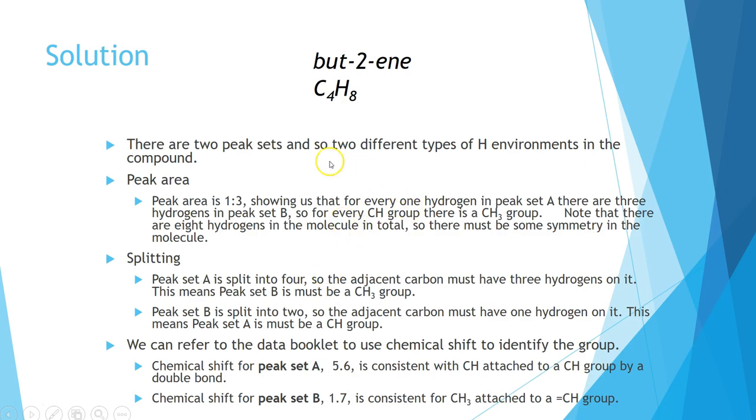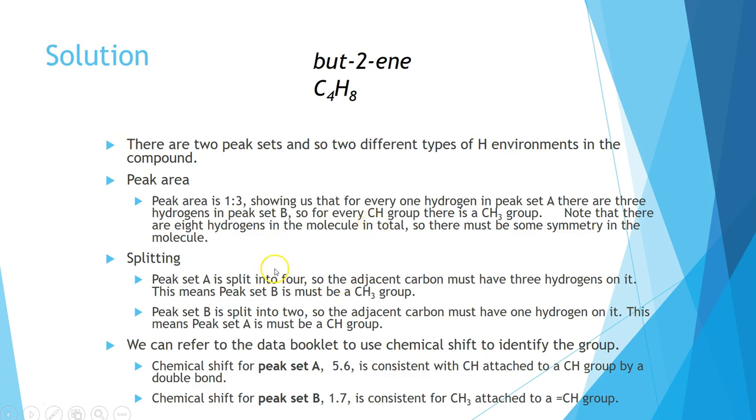So we'll see at the way that this is written, we can see that it identifies there are 2 peak sets, so 2 different types of hydrogen environments. The peak areas show a 1:3, so for every 1 hydrogen peak set A, there are 3 hydrogens in peak set B. Okay, so if we've got a CH and there's a CH3 group, okay, because we have 8, there must be symmetry in the molecule or we don't account for all 8 hydrogens. So this is what we get from the peak areas.